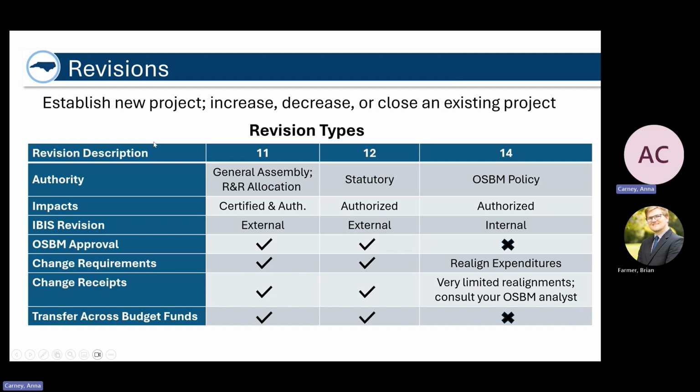Type 14s are generally allowed just through OSBM's policy and are used in pretty limited cases for capital. They would only affect the authorized budget. They would be submitted as an internal revision that doesn't require OSBM's review and approval. And that's because they're primarily used to realign expenditures in the requirements section of a budget fund. It's very rare that we would allow a type 14 revision to change anything in the receipts.